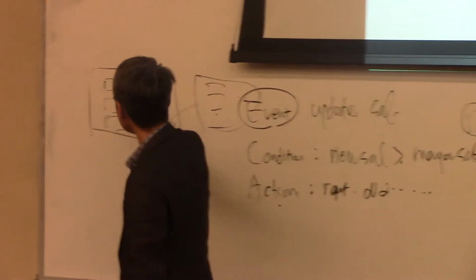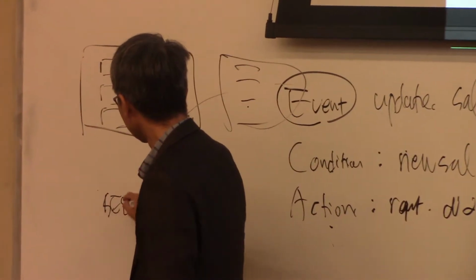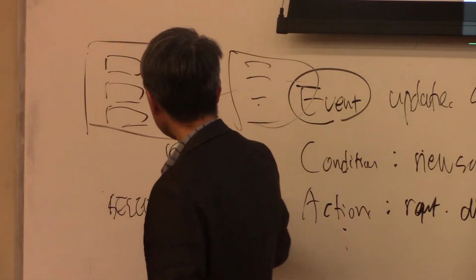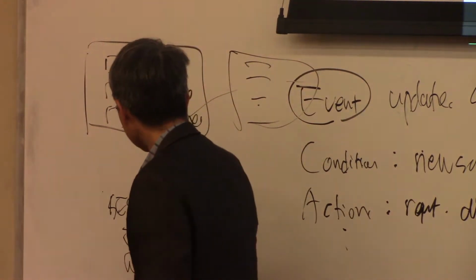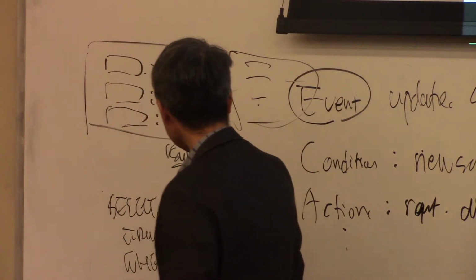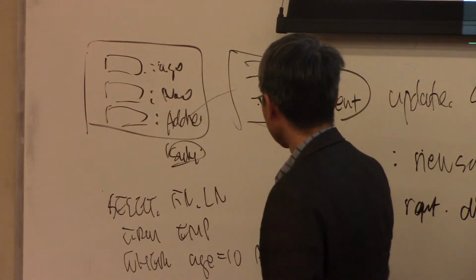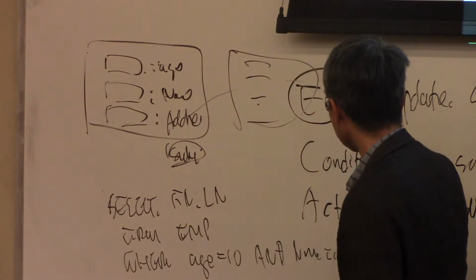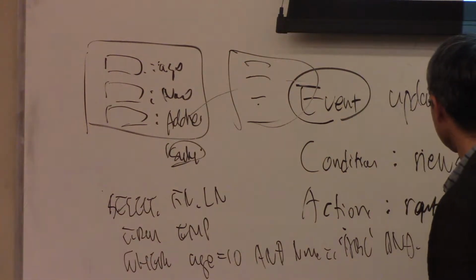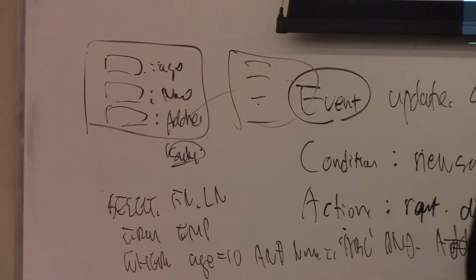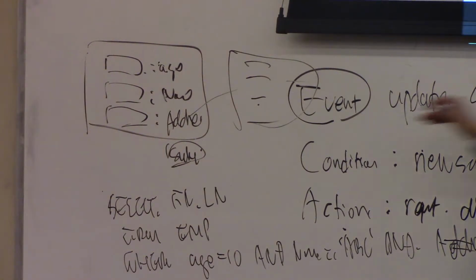So if you make this query as select first name, last name from employee where age is 10 and the name is ABC and address, let's say zip code. Zip code is 1, 2, 3, 4, 5, 6. This is a query. This will be embedded and run, and the returned data will be shown over here.